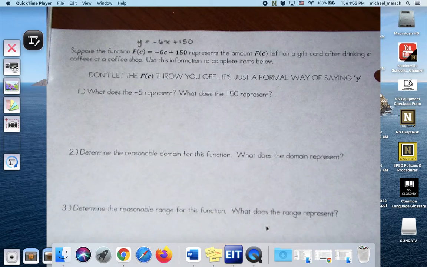Okay, so we're going to break this down exactly like we did the first example. What does the negative 6 represent? What does the negative 6 mean? I know you know, and I know Hayden knows. I want to hear from somebody else. Don't be shy.